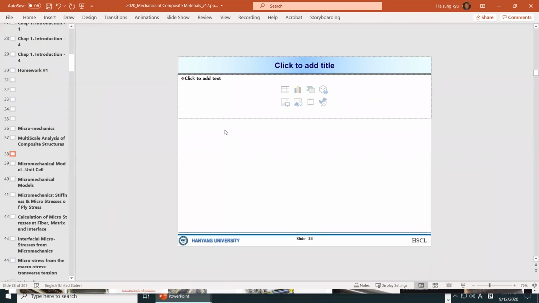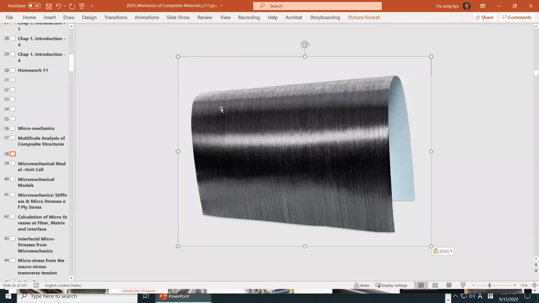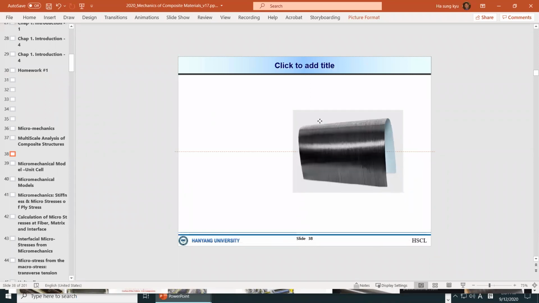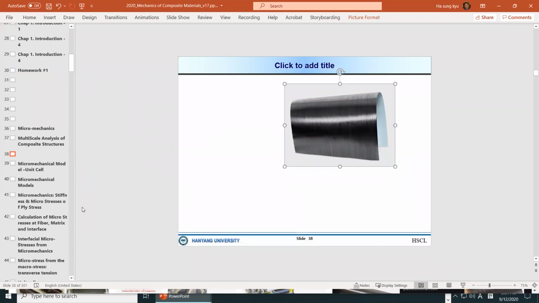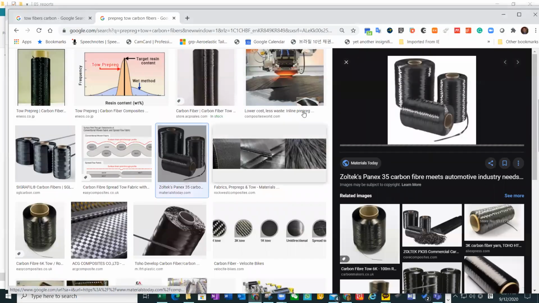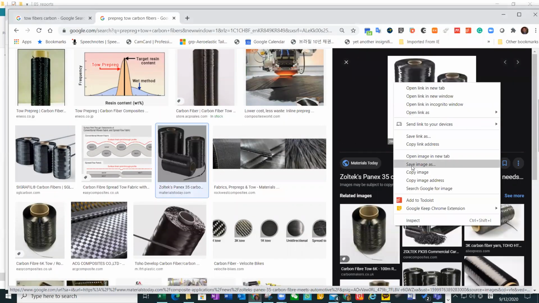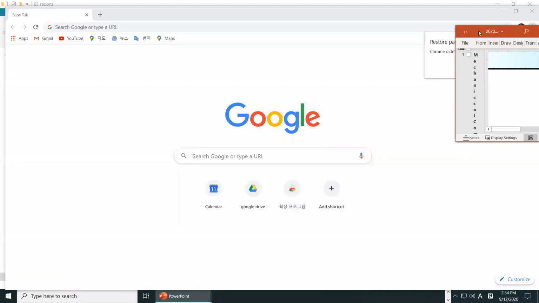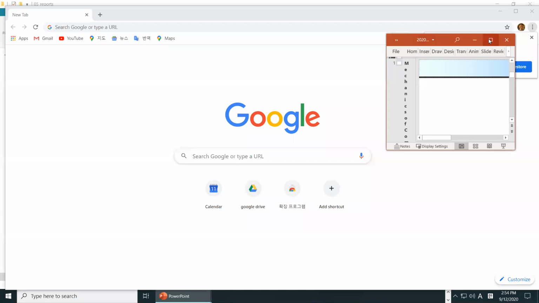So I'd like to say here is the prepreg. This is the bobbin.